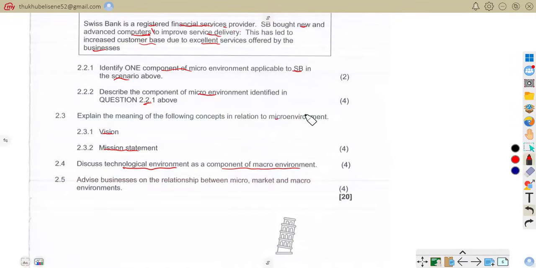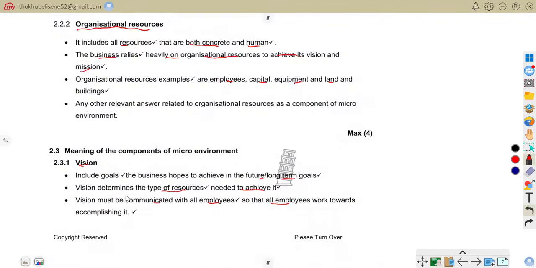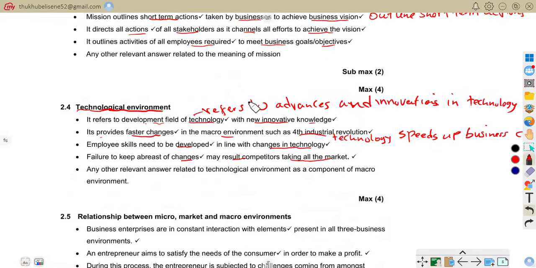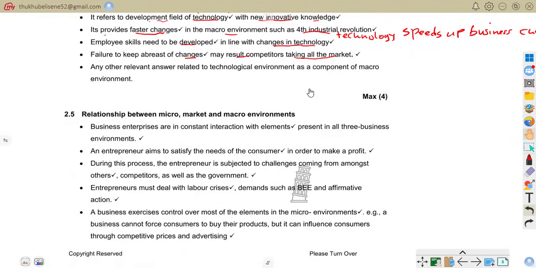So here we are on 2.5. As it says, advise business on the relationship between micro, market, and macro environments. So what is that? Let's quickly go to the answers. So here we are on the answers for the relationship between micro, market, and macro environments.